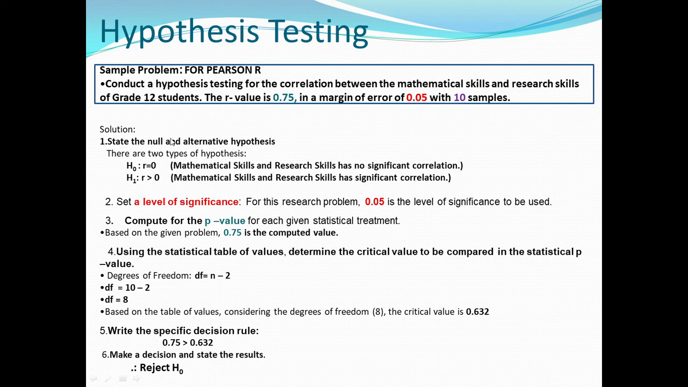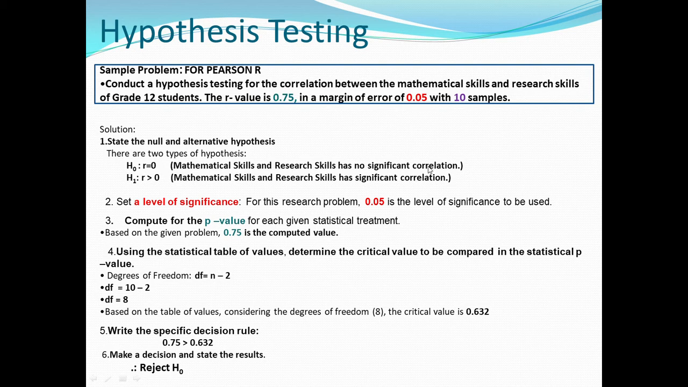Okay, now let's look at the steps again. So the first step is to state the null and alternative hypothesis. Okay, there are two types of hypothesis. Hindi tayo pwedeng isa lang. Hindi pwedeng isa lang yung gawin nating hypothesis. Kailangan dalawa. Kasi itetest natin tong mga hypothesis natin kung alin yung i-accept natin based doon sa result na makukuha natin.